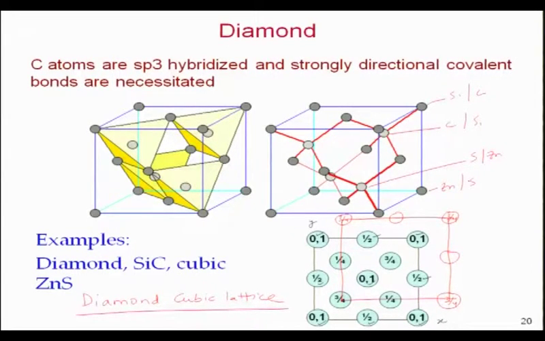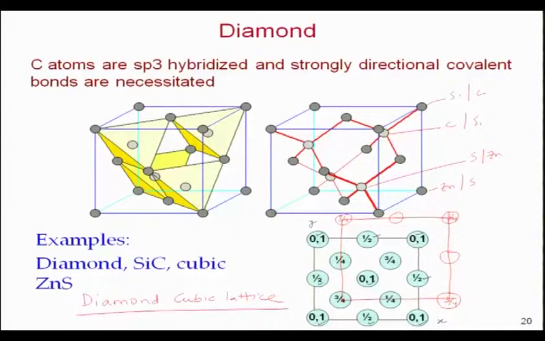But zinc sulphide has slightly ionic character, so that is why we will discuss the structure of zinc sulphide in the case of ionic solids. But diamond, silicon carbide, or even silicon has this kind of structure which is called the diamond cubic lattice. But the diamond cubic lattice is not a Bravais lattice, okay. Remember, it is not a Bravais lattice, it is still a face centered cubic lattice, but the motif is different.